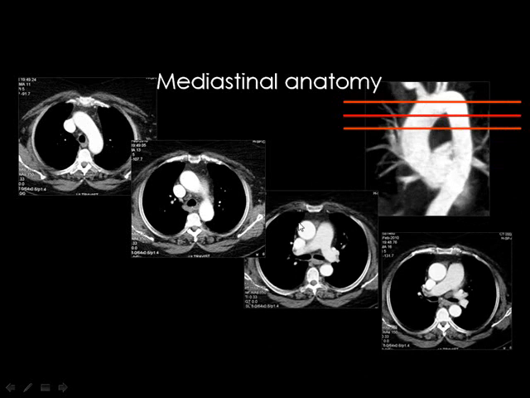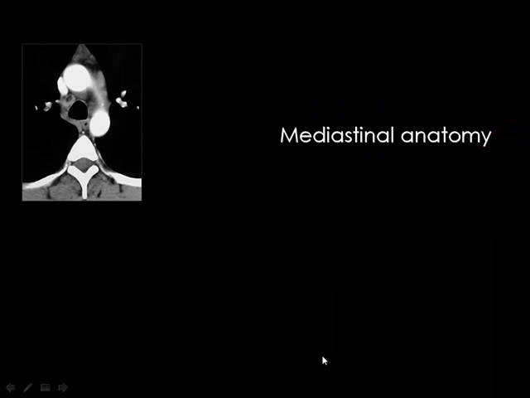Here is the arch of the aorta, and this is the ascending aorta and descending aorta, the superior vena cava, and this is the pulmonary artery, which is almost similar to the figure of 8 in Arabic. This is the pulmonary main trunk, and this is the left branch, and this is the right branch. Then lower down, you have the same anatomy: superior vena cava, ascending aorta, descending aorta, pulmonary artery, right main branch.